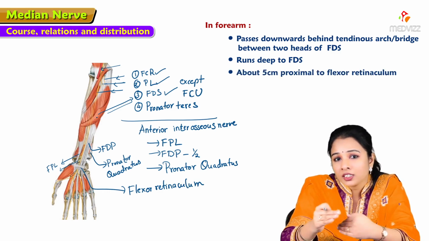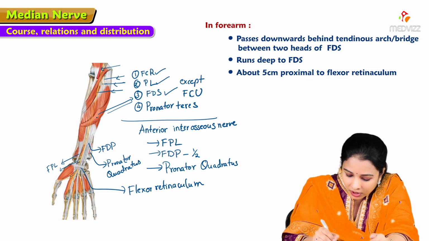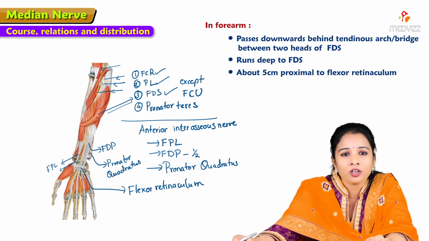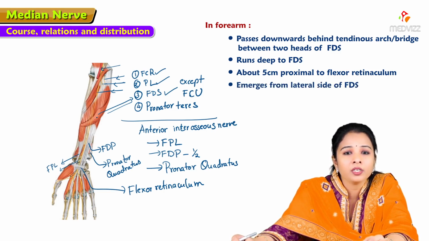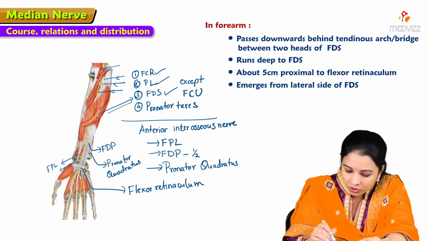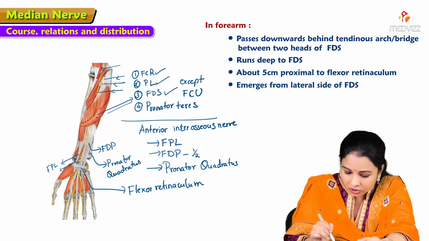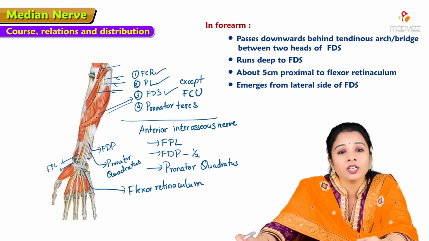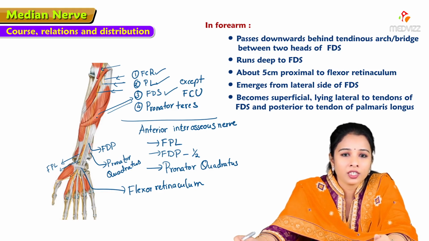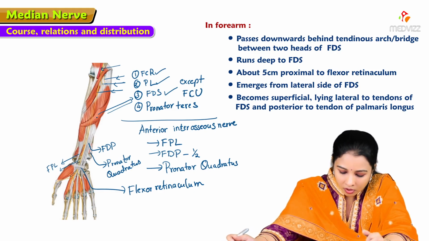So about 5 centimeters proximal means above to it. Proximal to the flexor retinaculum, the median nerve emerges from the lateral side of the flexor digitorum superficialis. So you can see it comes out from the lateral side of flexor digitorum superficialis, and then it becomes superficial, lying lateral to the tendon of flexor digitorum superficialis, and finally posterior to the tendon of palmaris longus.